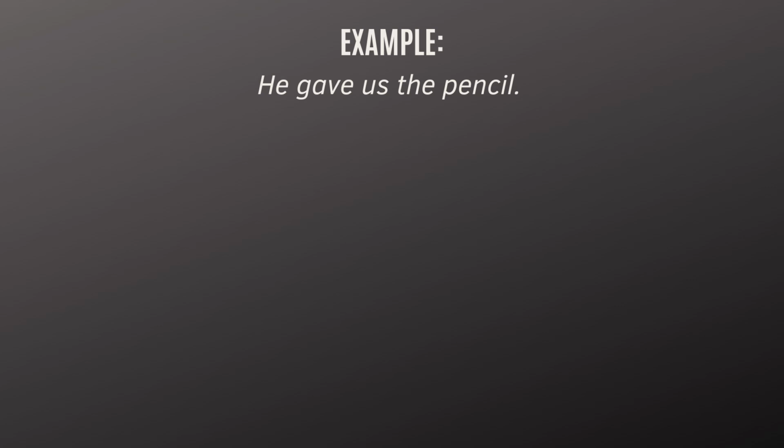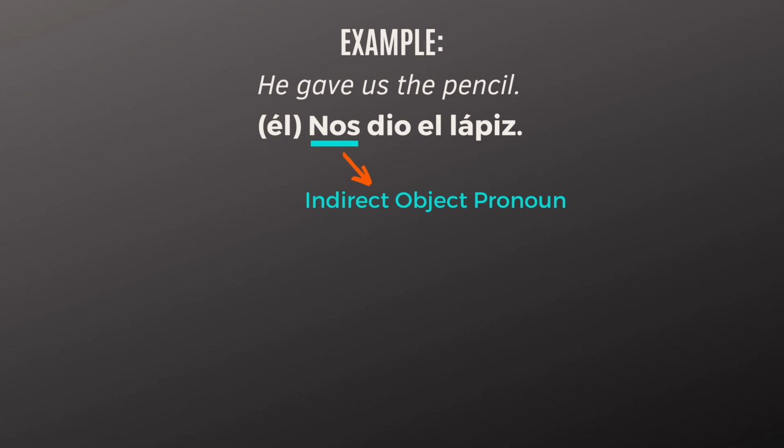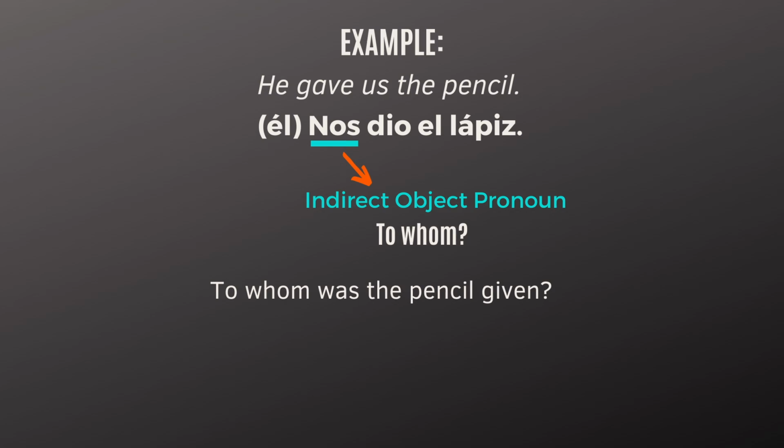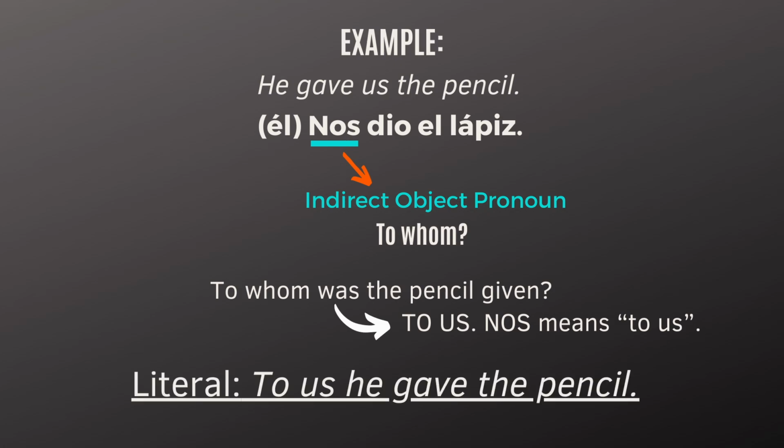He gave us the pencil. Nos dio el lápiz. The nos in this sentence, this is our indirect object pronoun. Why? Well, because it answers the question, to whom? To whom was the pencil given? Well, to us. Nos means to us. So if we were to look at this sentence very literally, what we're saying is, to us, he gave the pencil.